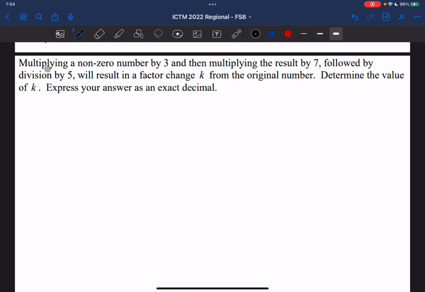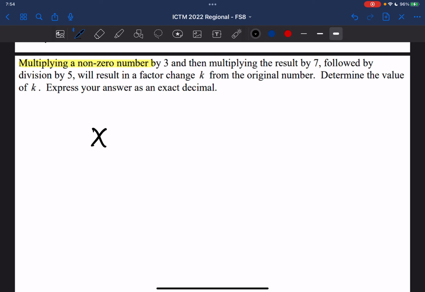So this problem says multiplying a non-zero number by 3 and then multiplying the result by 7, followed by a division of 5, will result in a factor change of k from the original number. So we want to determine the value of k. So it says a non-zero number. So let's just call it x.